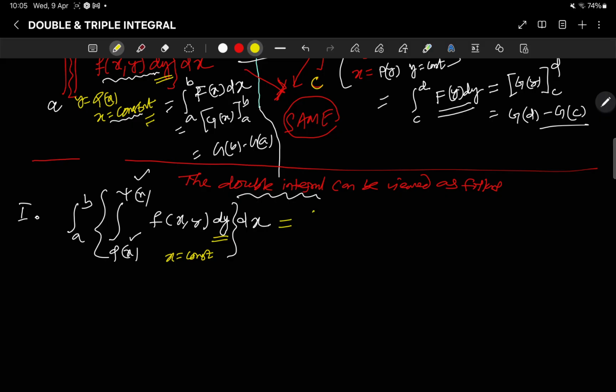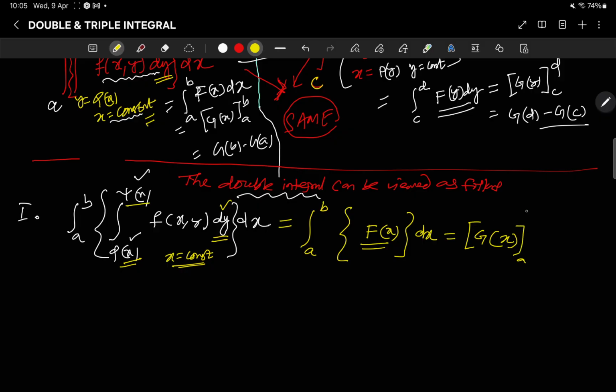If you evaluate it, we successively evaluate two integrals. In the inner integral, treating x as constant, we integrate with respect to y, and finally in place of y we substitute the functions of x. So this will give you a function of x. Now we integrate it. After integration, the function of x gives another function of x with the limit a to b. So this is G of b minus G of a, right?